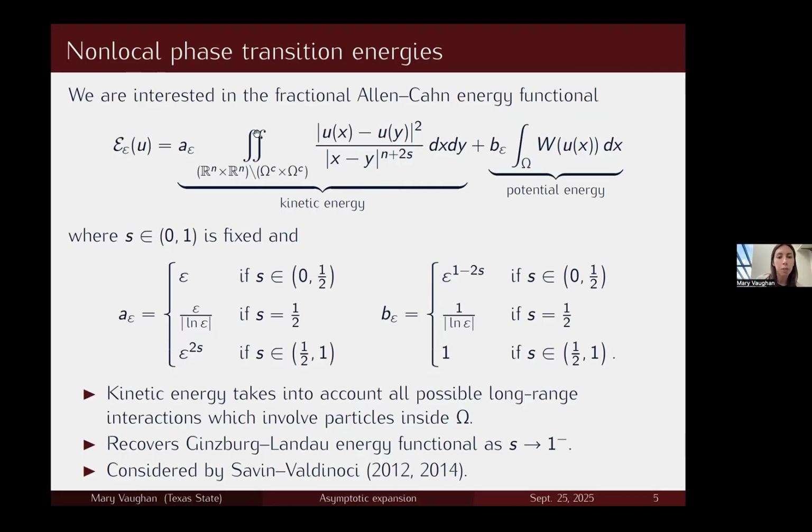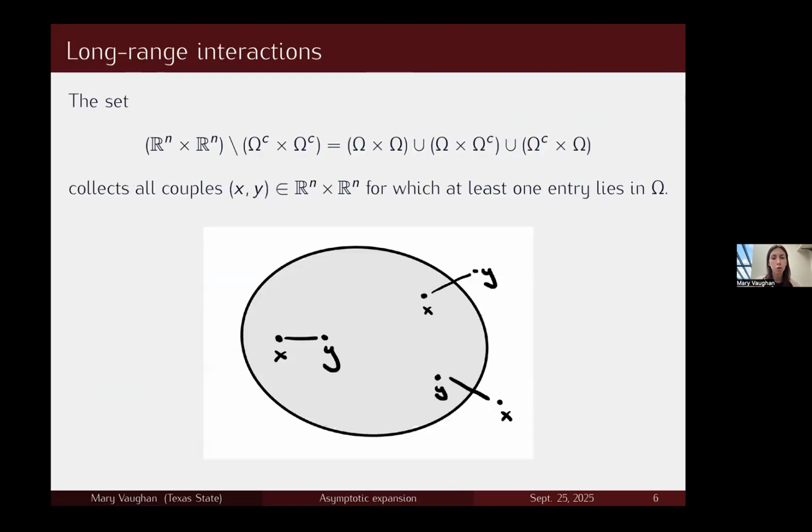So it's non-local because we have this double integral that sees values of u at x and y for all x and y, where at least one of those pairs, x or y, is in Omega. So this domain of integration here neglects when both particles are in Omega complement. Just for a moment, I'm going to go to the next slide because I drew it for those that don't come from the non-local world, showing the domain of integration for the kinetic energy.